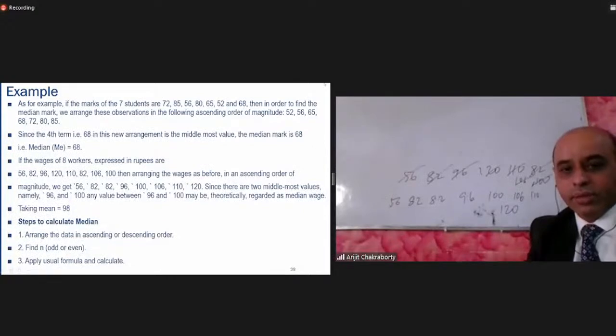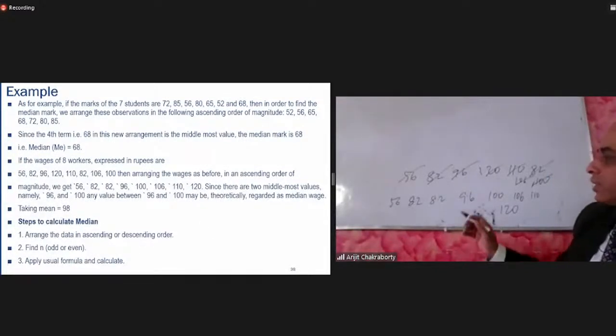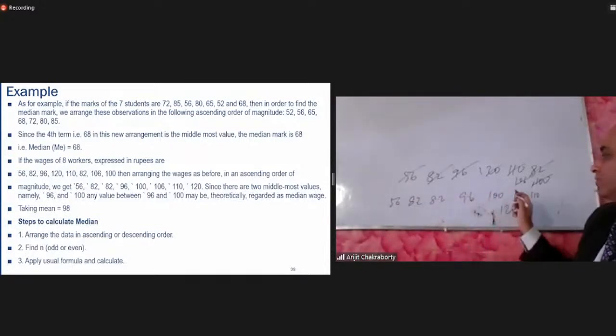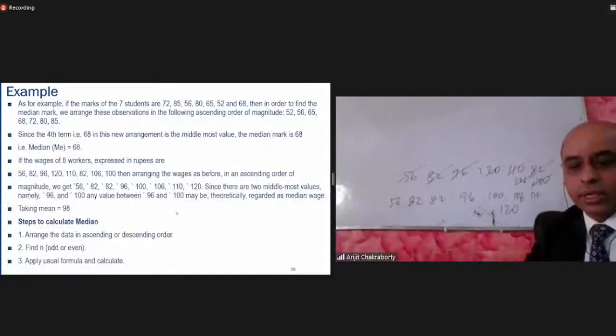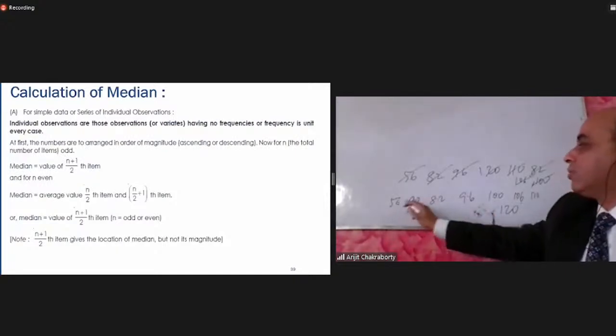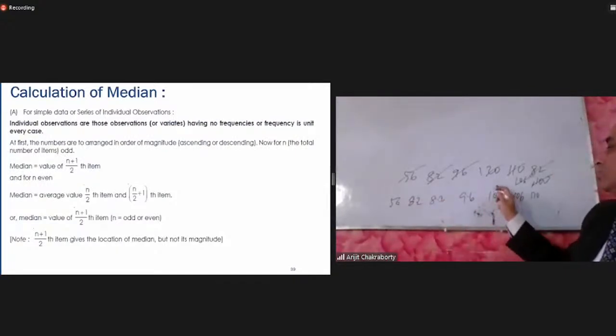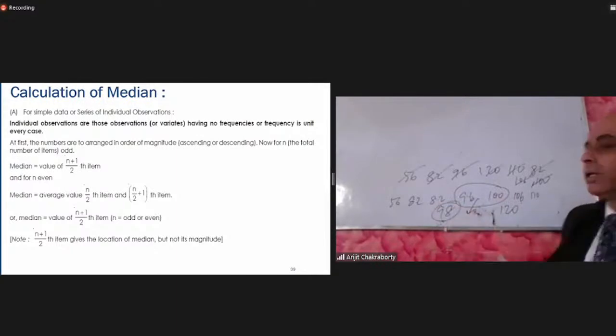Mean you can calculate using the formula sigma x by n. But here, in order to calculate the median, there are 8 numbers given to us. Median means the middlemost value that we know. So we will just take the middlemost value, these two, 96 and 100. If you take the average of 96 and 100, you get 98. So 98 is the median.